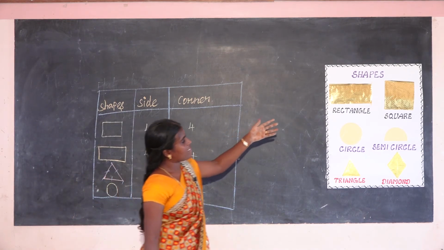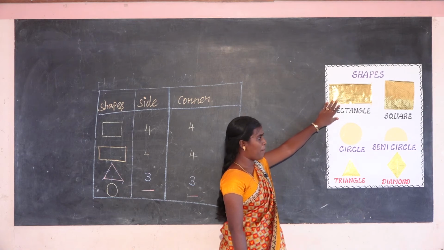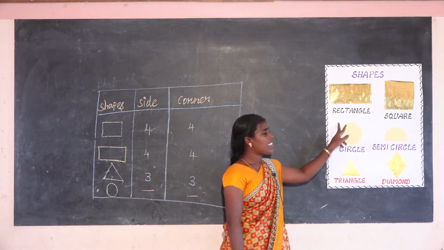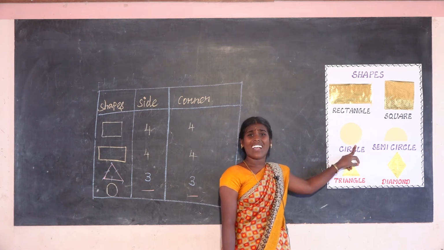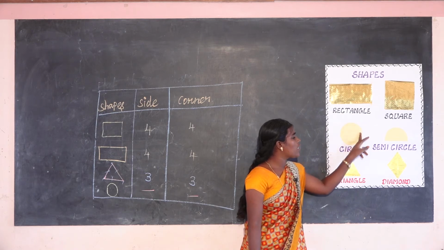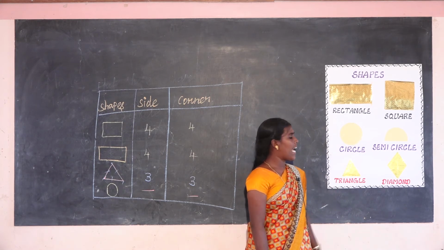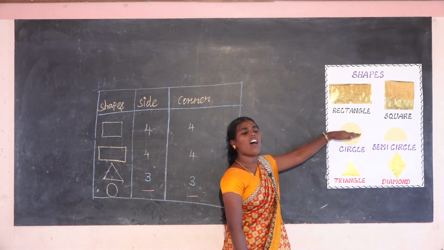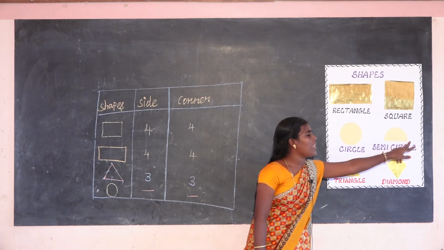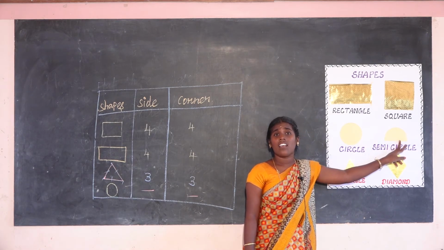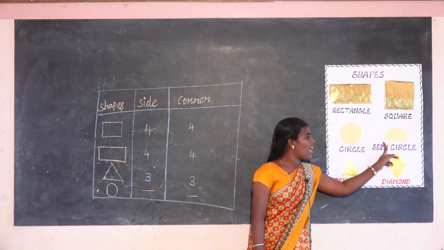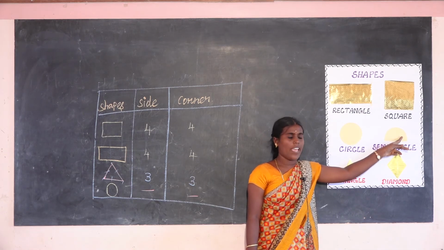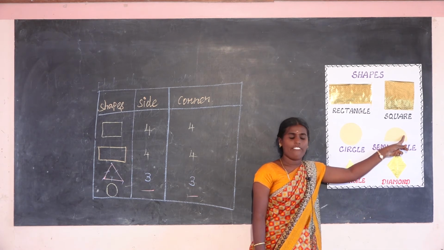Okay. So those are the features. See here, some shapes I already drew and pasted. See rectangle, square, already seen. Next one is circle. The circle also has no corner, no side. Yes. Next one is what? Semicircle. Half of the circle is a semicircle. It has one curved line and also one straight line. That is also a flat shape. Semicircle is also called a flat shape.